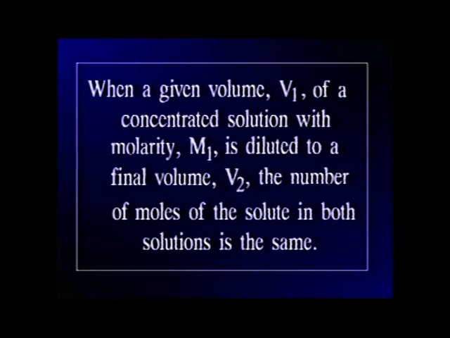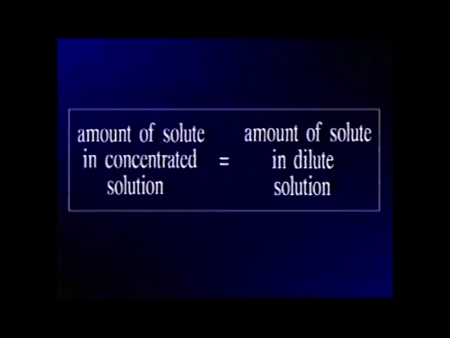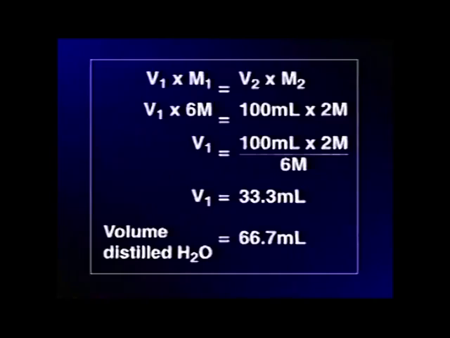When a given volume V1 of a concentrated solution with a molarity M1 is diluted to a final volume V2, the number of moles of solute in both solutions is the same. We can show this through this equation. The difference between 100 milliliters and 33.3 milliliters, 66.7, is the approximate volume of water required for this dilution.